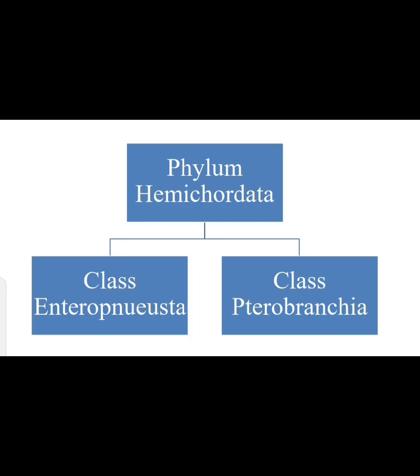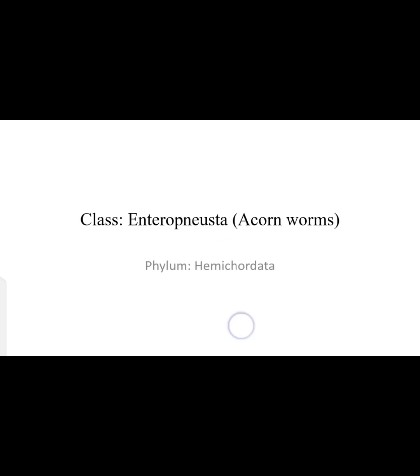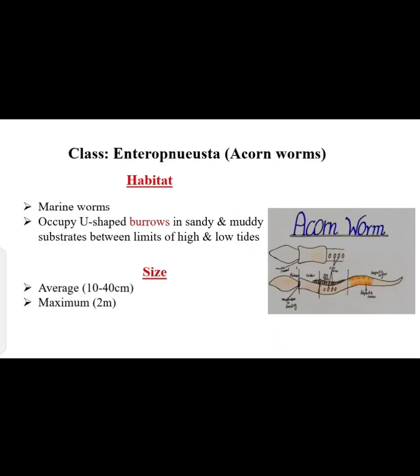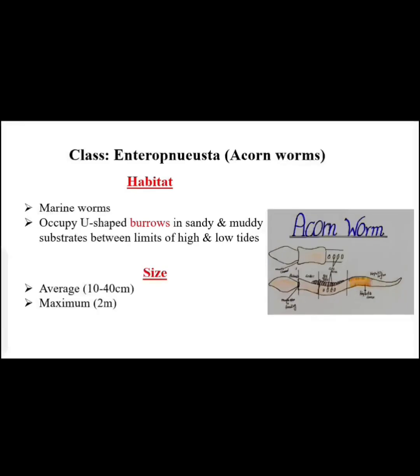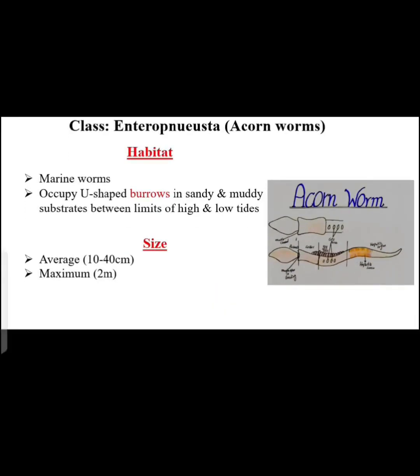Phylum Hemichordata includes two classes, class Enteropneusta and class Pterobranchia. Class Enteropneusta includes acorn worms. Acorn worms live in the marine environment and occupy U-shaped burrows. The average size of a worm is from 10 to 40 cm, whereas some worms can be as long as 2 meters.